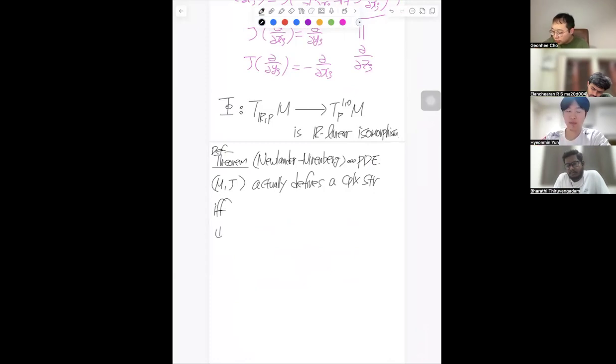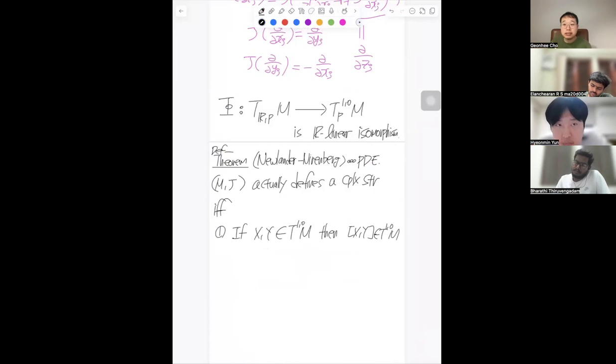So first condition: if X and Y belong to the holomorphic tangent bundle, then the Lie bracket should also be in the holomorphic tangent bundle. In general, there's no guarantee. This is a typical definition of the complex structure if this happens.